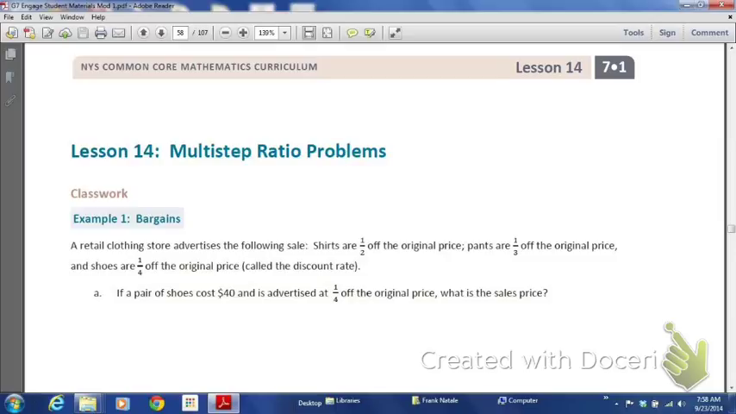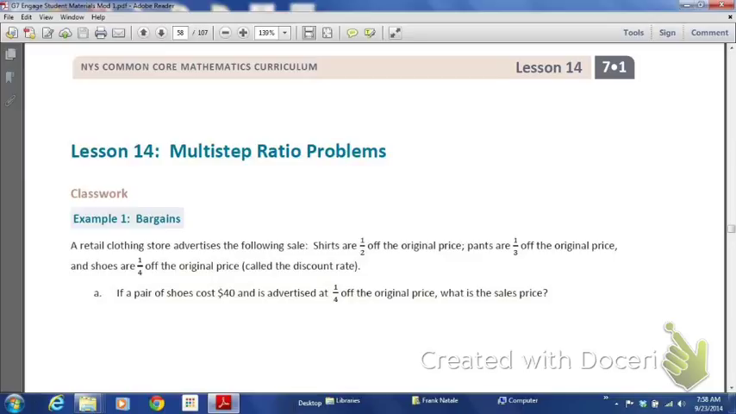Let's go ahead and look at this first problem, called bargains. This first example here, bargains. I am going to read this, and then we are going to solve it in a few different ways. We're going to use method 1, which is tape diagrams, and I think we talked about that before. I'm not sure how much we did, but I want to talk about that again.